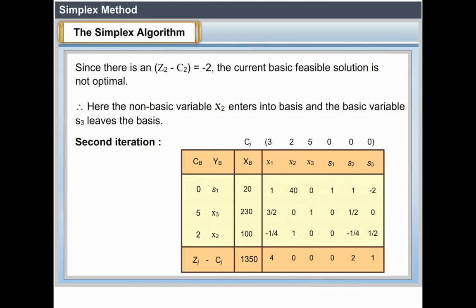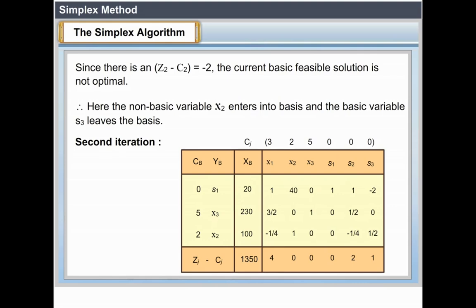First row, 0 for CB, S1 for YB, 20 for XB, 2 for X1, 0 for x2, 0 for x3, 1 for s1, 1 for s2, minus 2 for s3. Second row, 5 for CB, x3 for YB, 230 for XB, 3 by 2 for x1, 0 for x2, 1 for x3, 0 for s1, 1 by 2 for s2, 0 for s3. Then third row, 2 for CB, s3 for YB, 100 for XB, minus 1 by 4 for x1, 1 for x2, 0 for x3, 0 for s1, minus 1 by 4 for s2, 1 by 2 for s3.